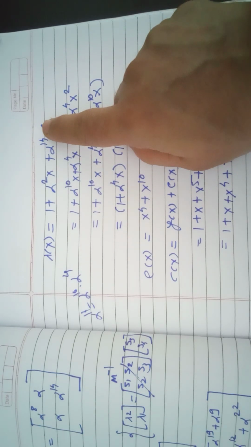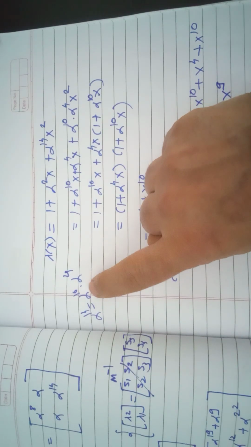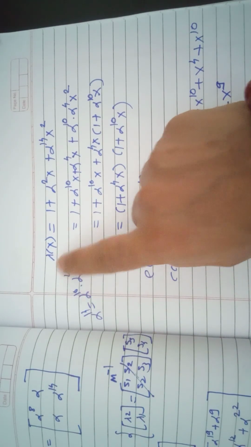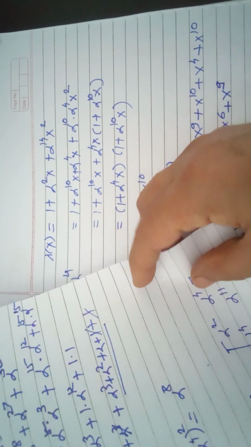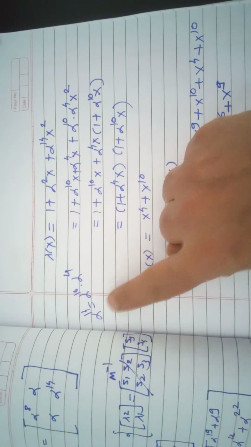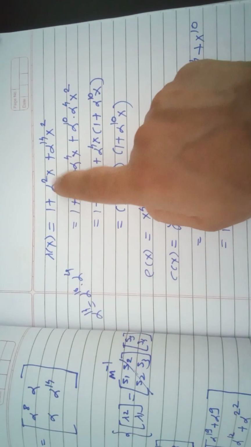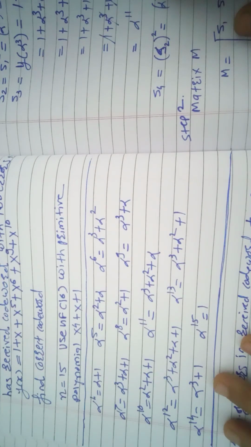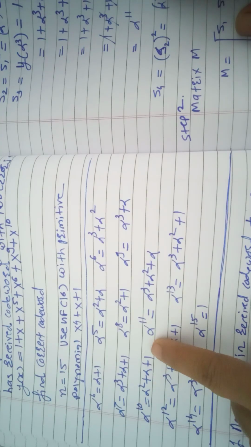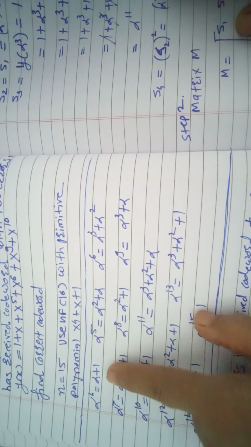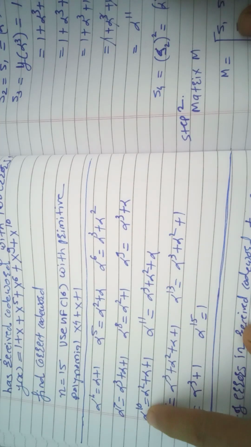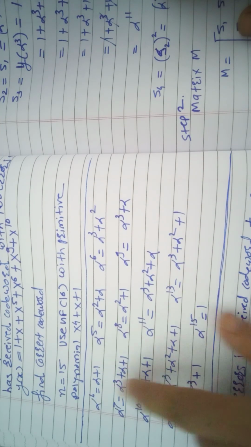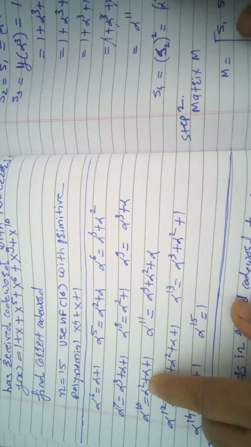So alpha 14 is nothing but, if you try, alpha 10 into alpha 4. If you try this one, alpha 10 into alpha 4, then you have to see whether alpha 10 plus alpha 4 is equal to alpha square. So alpha 10 is equal to alpha square plus alpha plus 1. Alpha 4 is alpha plus 1. So alpha 10 is this, alpha 4 is this. If you add these two, then you will get alpha square.